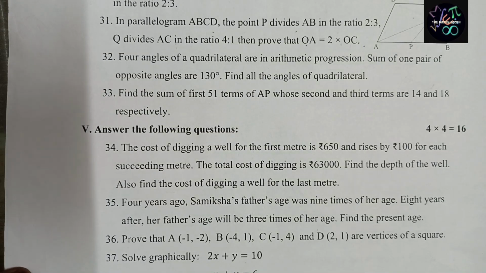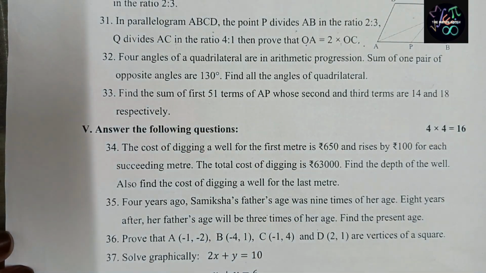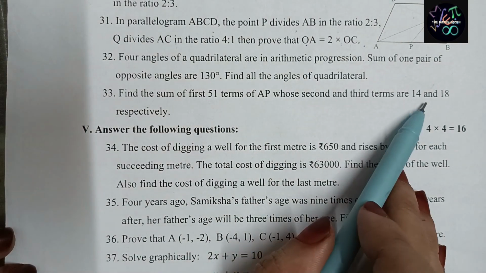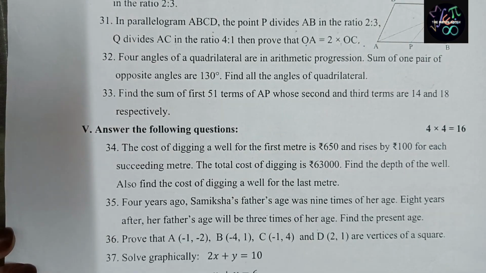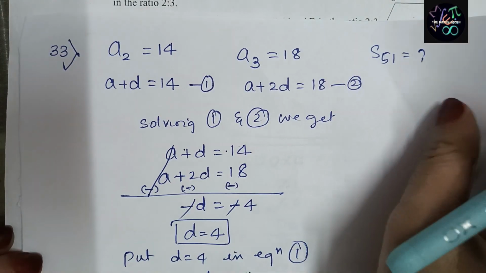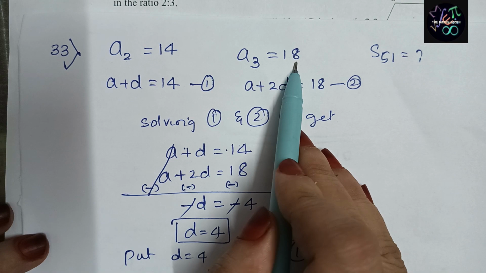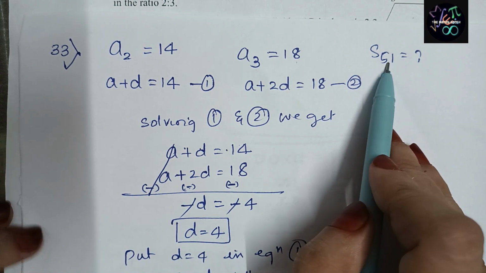Let us see question number 33. Find the sum of 51 terms of an AP whose second and third terms are 14 and 18 respectively. I have solved it here. The second and third terms are 14 and 18. Find the sum of 51 terms.